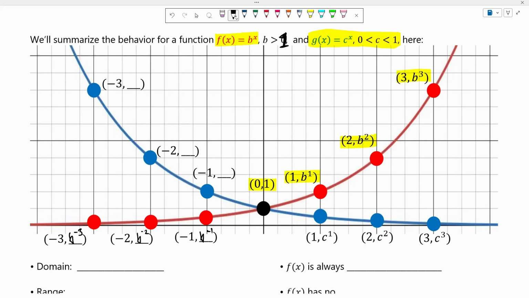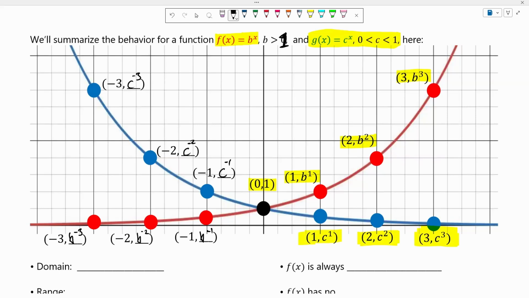And then the same thing happens with the blue graph. That one has a pattern too. So you see over here, 1 is c to the first, 2 is c to the second, 3 is c to the third. They have a pattern there already, right? So that pattern can also follow. So c to the negative 1, c to the negative 2, c to the negative 3.